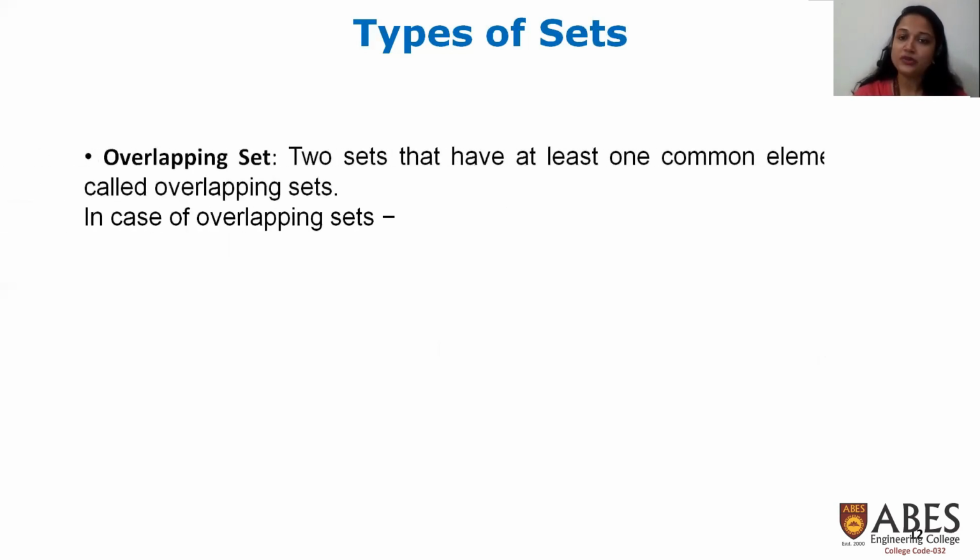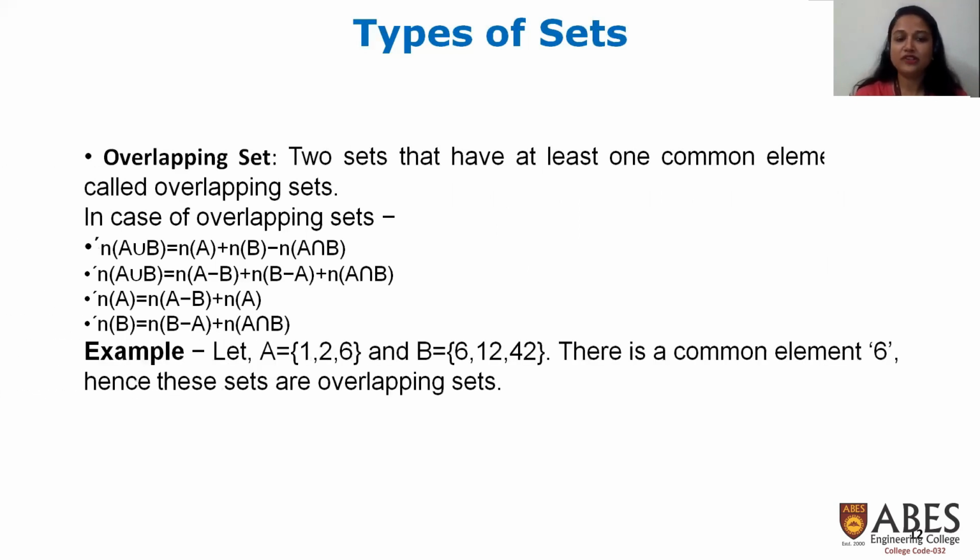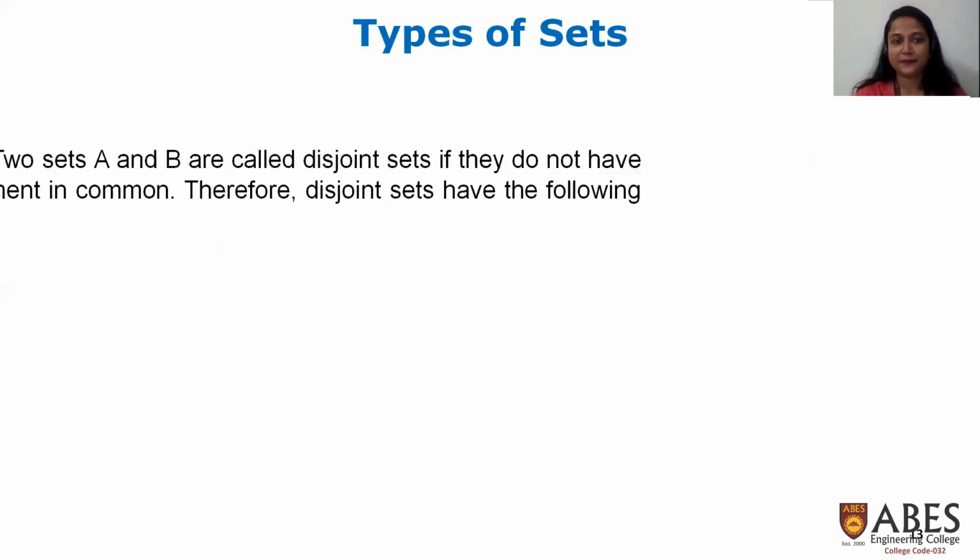Overlapping sets. Here two sets have at least one common element, and therefore we can say they overlap with each other. Now, based on this overlapped set, we can follow different properties, and you will find these properties when we discuss the inclusion-exclusion principle. For example, set A is given with 1 to 6, set B is given with 6, 12 and 42. There is a common element 6. Hence we can say A and B are overlapped sets.